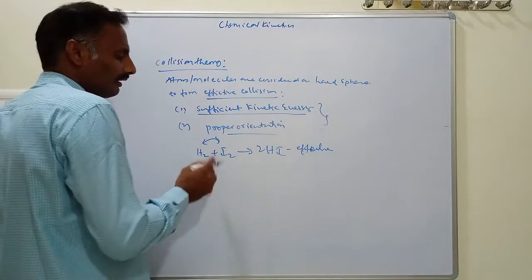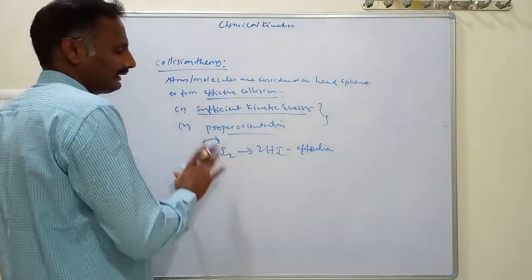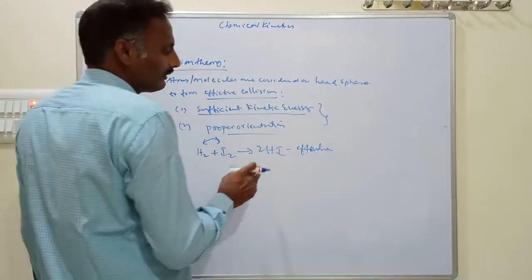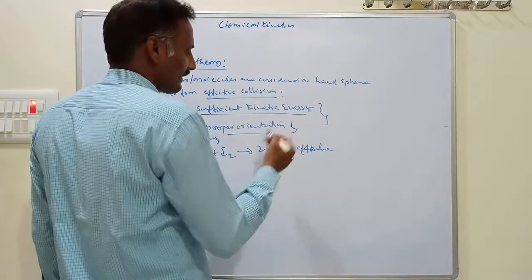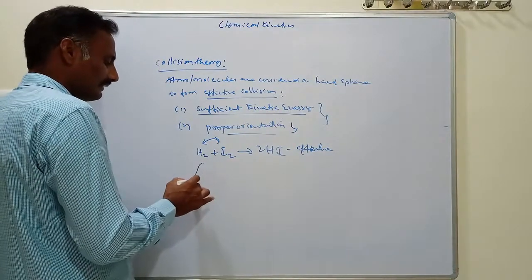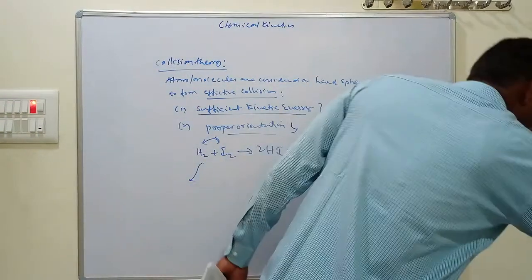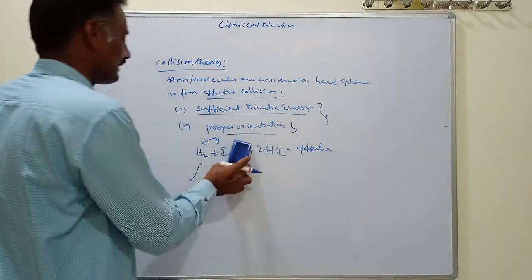In a reaction mixture, only some of the molecules satisfy these two conditions. That's why not all collisions are fruitful; only some can be converted into products. The molecules which do not have proper orientation and sufficient kinetic energy fall back into the reaction mixture and remain as reactants. This is the concept regarding collision theory.